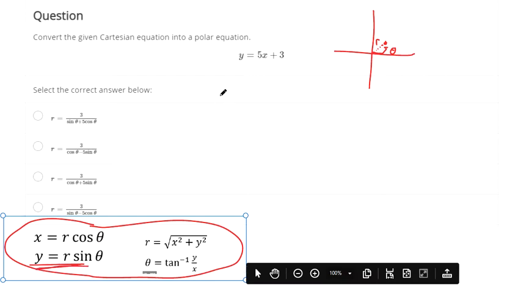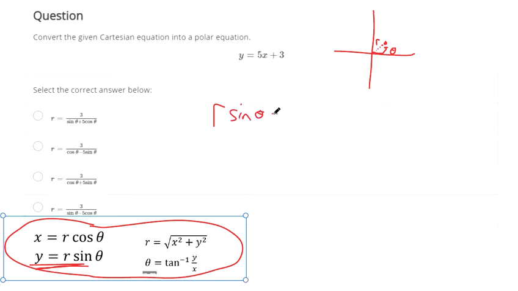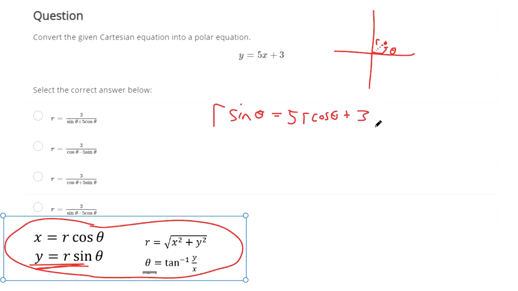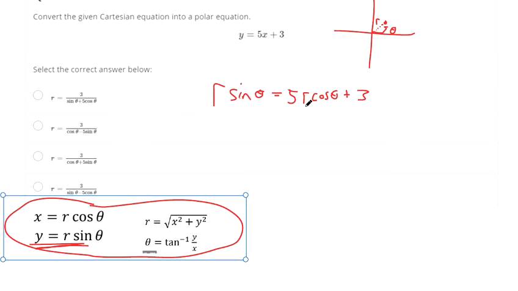Instead of y on the right side, I'm going to put r sine theta. And instead of x over here, there's a 5 in front of it, but instead of that x, I'm going to replace it with r cosine theta. And so now, it looks like for the multiple choice, this is a polar equation. We've done it. We just need to put it in the multiple choice form that they have.